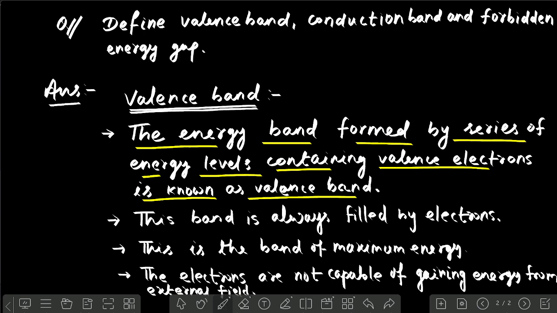So points to remember regarding valence band. First, definition: the energy band formed by a series of energy levels containing valence electrons is known as valence band. This band is always filled by electrons. This is the band of maximum energy. And the electrons are not capable of gaining energy from an external field. No flow of current due to such electrons. Due to valence electrons there will be no current flow. Current flow is due to conduction electrons only. So next point, write: no flow of current due to such valence electrons.